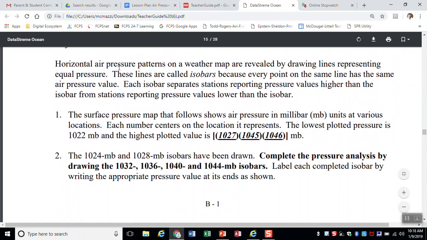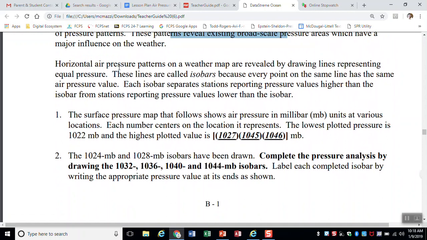Horizontal air pressure patterns on a weather map are revealed by drawing lines representing equal pressure. These lines are called isobars because every point on the same line has the same air pressure value. Each isobar separates stations reporting pressure values higher than the isobar from the stations reporting pressure values lower than the isobar.